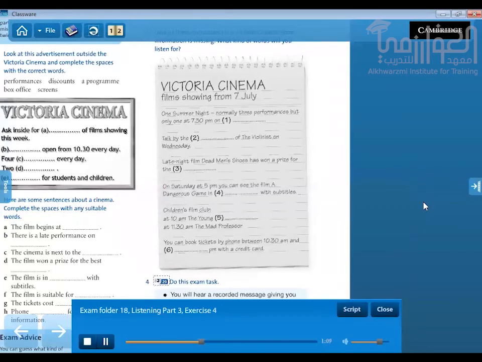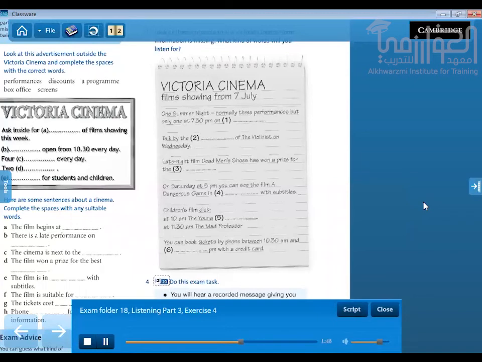Our late-night film is Dead Men's Shoes, which is coming to the cinema for the second time. It is set in the Canadian mountains and stars the well-known actor Jim Harrison. It recently won a prize for its photography. Our foreign language film this week is called A Dangerous Game and is showing on Saturday afternoon at 5 p.m. Although the director is actually Swedish, the film is in Spanish, with subtitles in English.